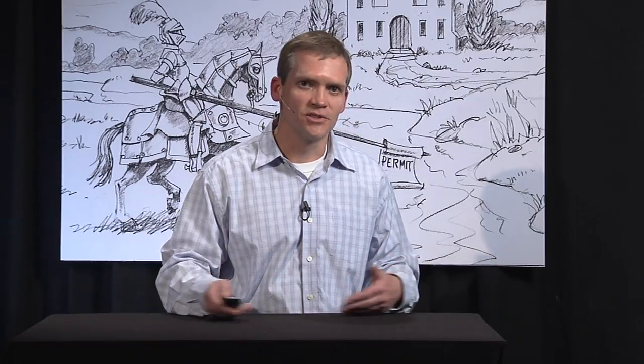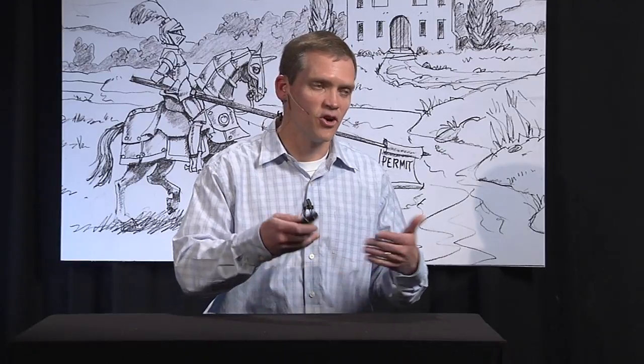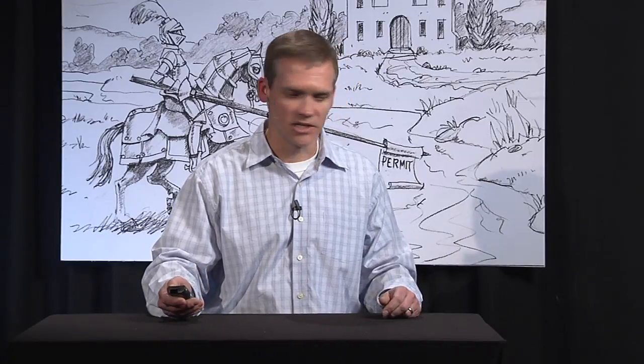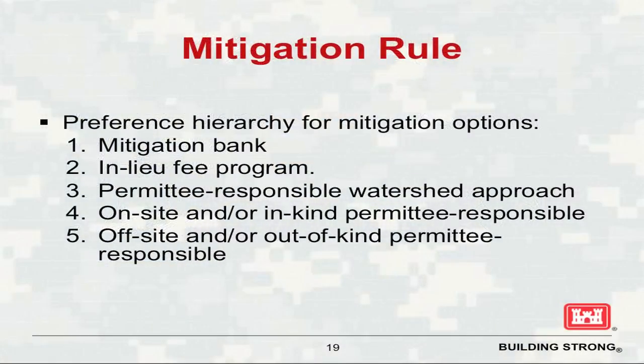So if we're able to get through that, again, avoidance and minimization, we get to compensatory mitigation. And basically what that is, they've got wetland and stream impacts, and we're now requiring them, again, for their unavoidable impacts, to replace that with wetland and stream somewhere else. And so we're going to talk about mitigation basically from here on out. And the idea of mitigation is that we're getting to no overall net loss of wetland and stream.